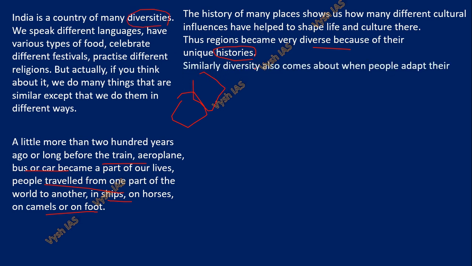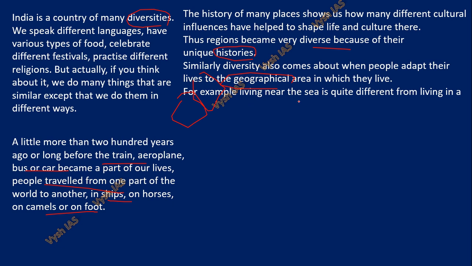Similarly, diversity also comes about when people adapt their lives to the geographical area in which they live. Meaning, if some are living near the sea in coastal areas, or some are living in mountainous areas, obviously their eating habits, dressing habits, culture, language, music, everything will be different, because they have their own influences. So history and geography play a very important role in shaping diversities.